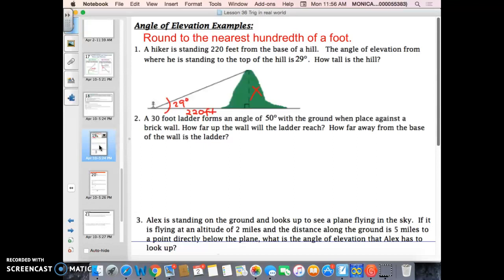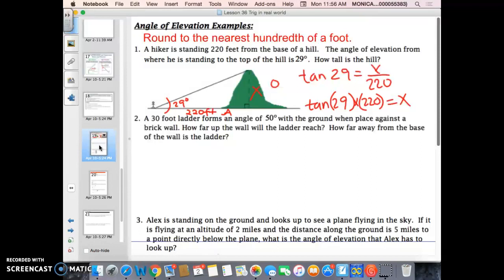And so if we look at this, we know that we have, this is opposite, this is adjacent. We don't have the hypotenuse, so this would be the tangent of 29 equals x over 220. So this would be one where you take tangent 29 times 220. And I'm not going to work the math out because you can type it in your calculator and figure it out.